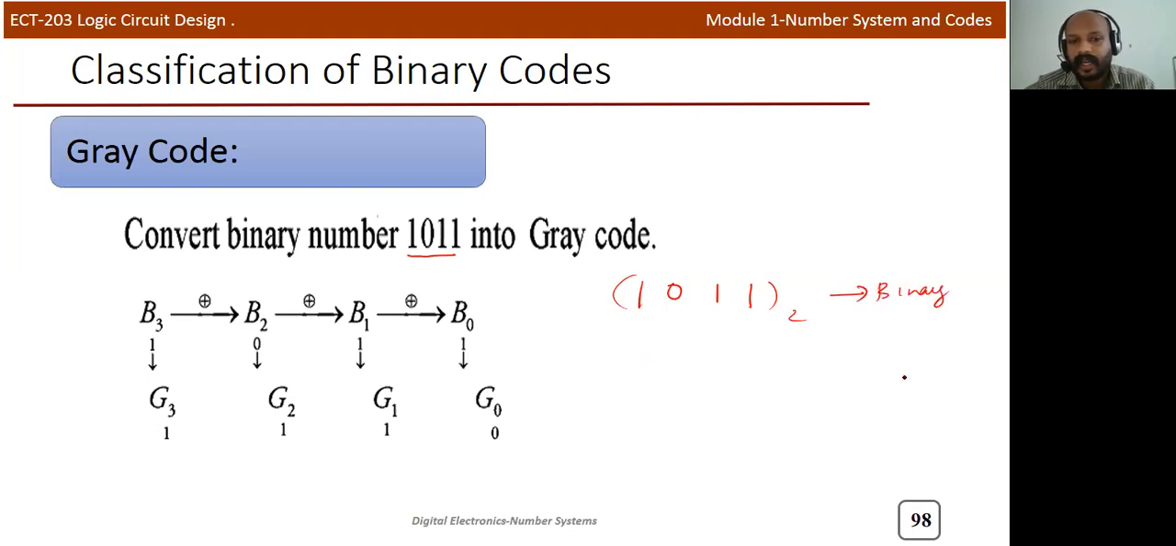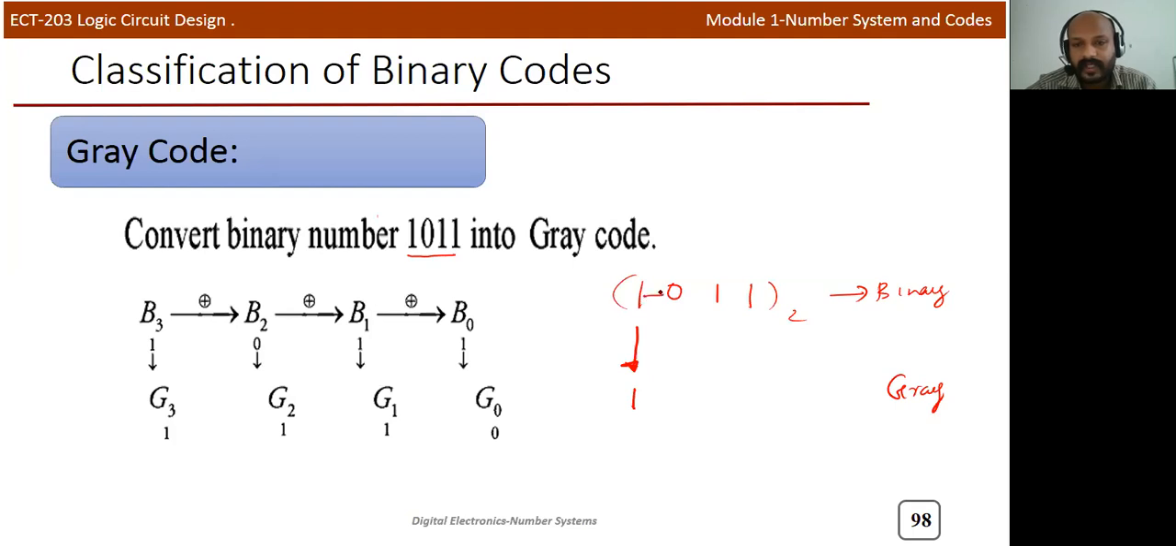We need the gray code. So the first value, the MSB value, we will write exactly the same thing. So we'll write 1 here. After that, the next gray code you can calculate by XORing the previous two values.